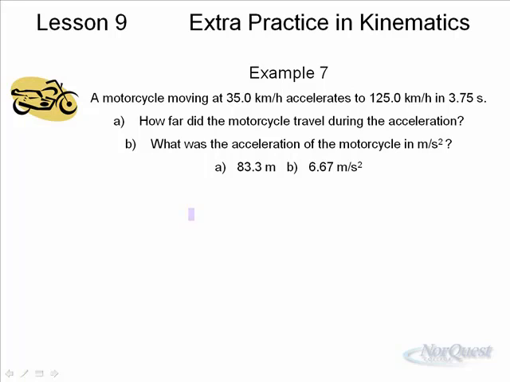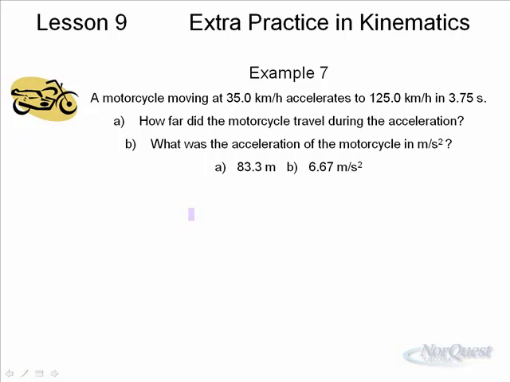Now, one thing with this is you have to take those velocities in kilometers per hour and convert them to meters per second. Remember how we did that? To convert from meters per second to kilometers per hour, you multiplied by 3.6. In this case, you take that 35 and divide by 3.6. That will give you your initial velocity in meters per second. And of course, do the same thing with the 125. Divide by 3.6, and that'll convert it to meters per second.